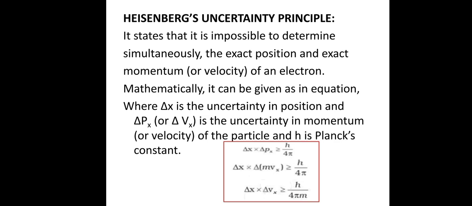According to Heisenberg, it is impossible to determine simultaneously the exact position and exact momentum of an electron. The expression of Heisenberg's uncertainty principle is given in the box in the slide.